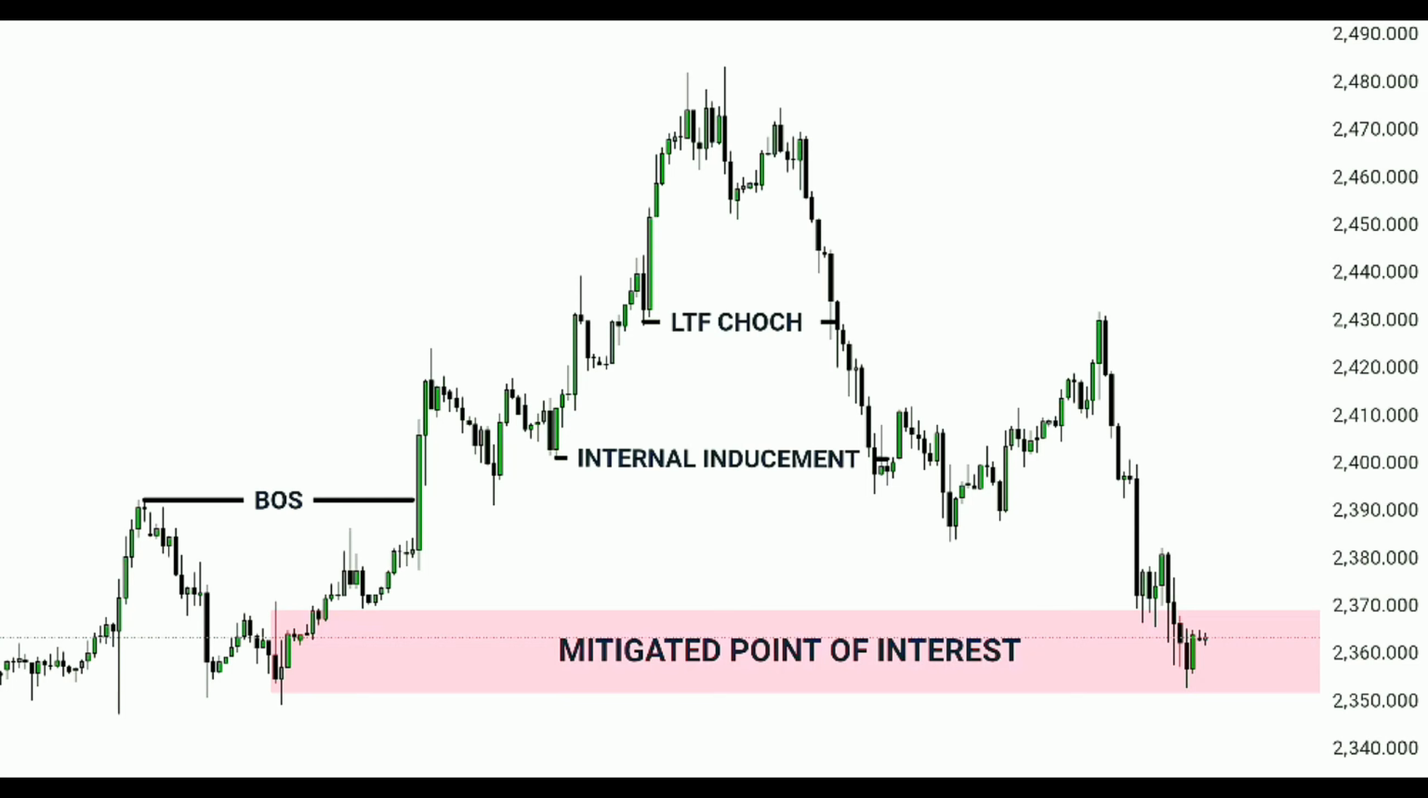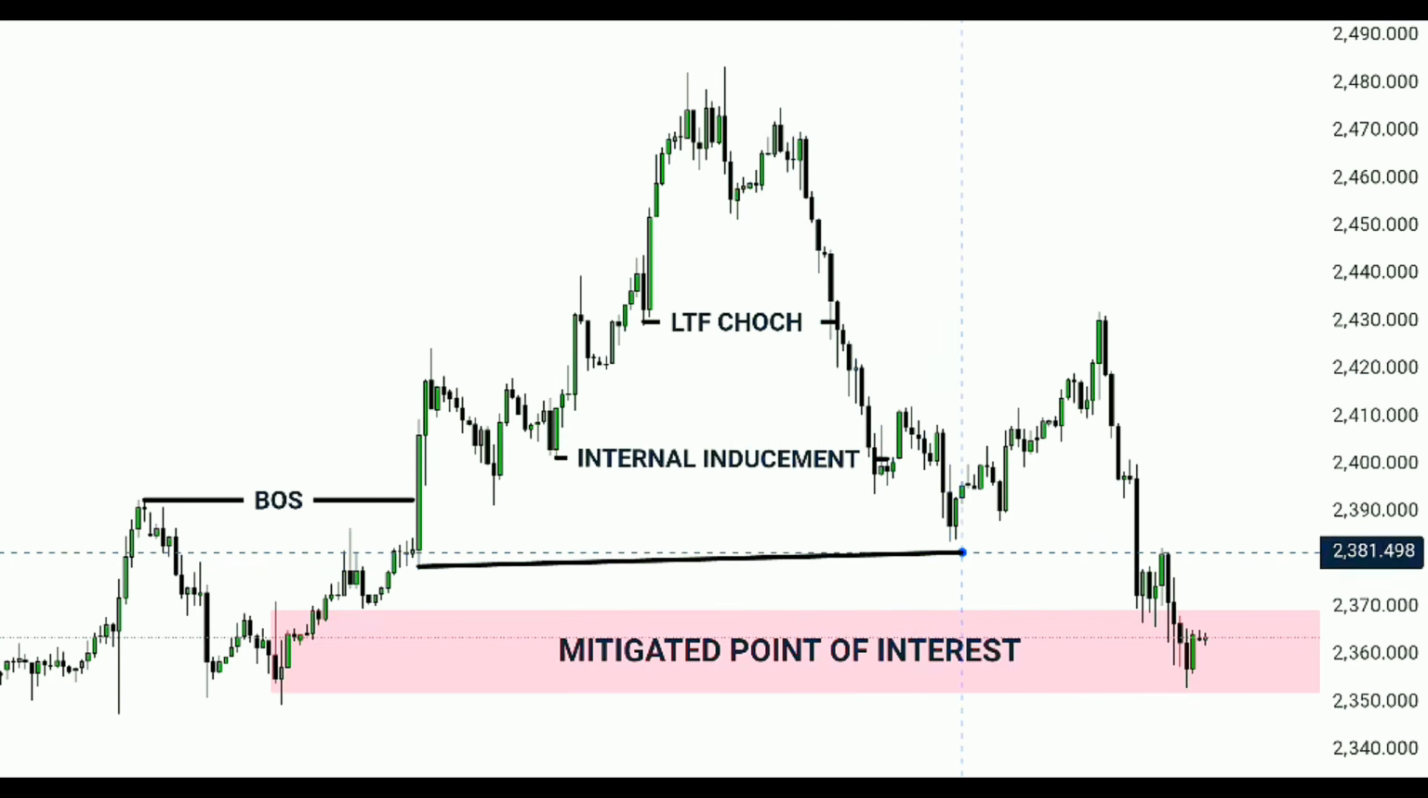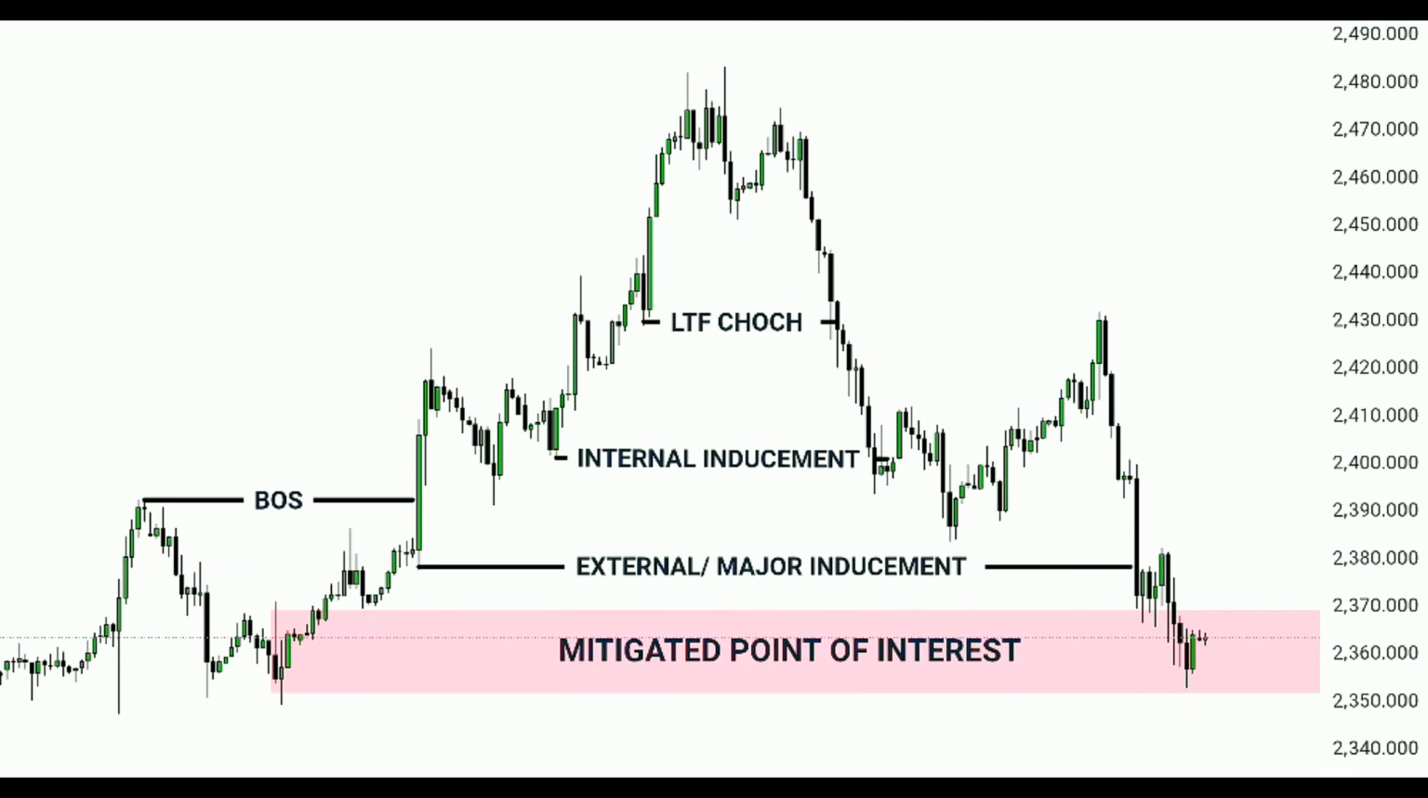When price moved down toward the bigger swing low on the chart, many traders believed the market was breaking into a strong downtrend. That big low below previous structure is called external liquidity. It holds a large number of stop losses from buyers. Major or external inducement happens when the market pushes toward an important high or low to trigger those stop losses and attract breakout traders.